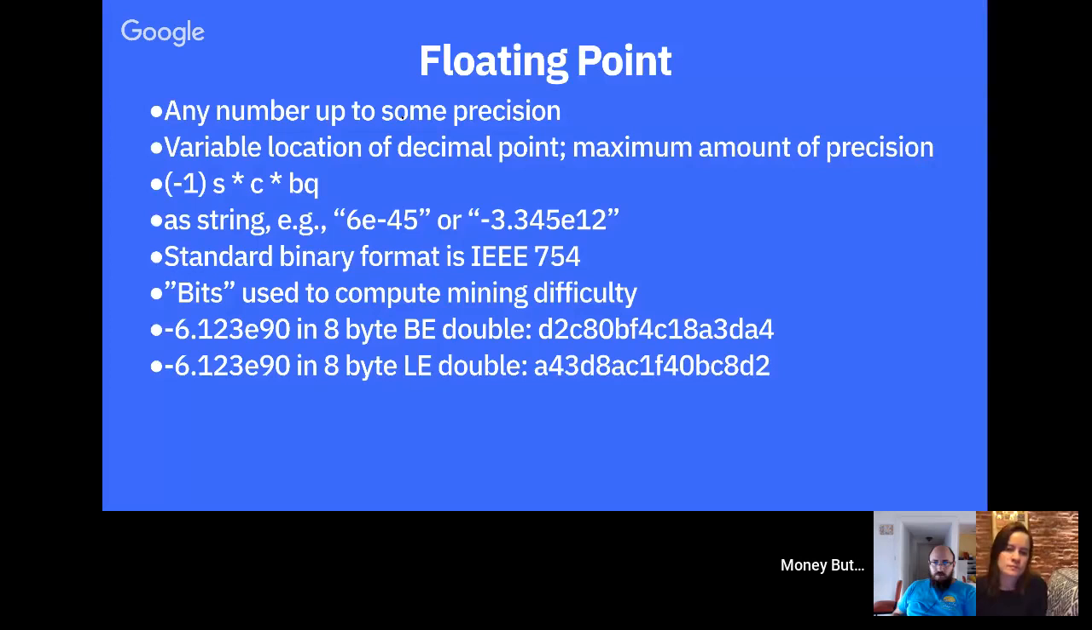We also have floating points. This allows you to have a number with sort of any number of decimal places. So instead of being limited to, say, 8 decimal places, you can have any number of decimal places. And so it just works in a completely different way. On the 3rd line, you can see it says -1 SC BQ. I think that might be formatted wrongly, but there are a couple of properties. You basically have a sign bit, you have the number part, and then you have the exponent. And I've written some examples as a string on the 4th line there. So 6e-45 means 6 times 10 to the minus 45.